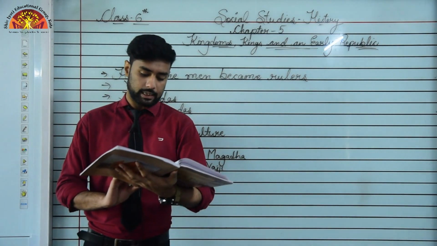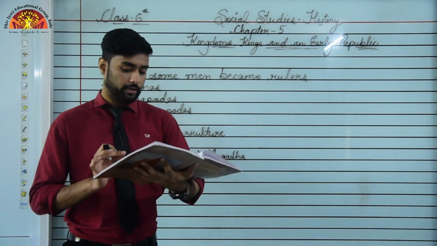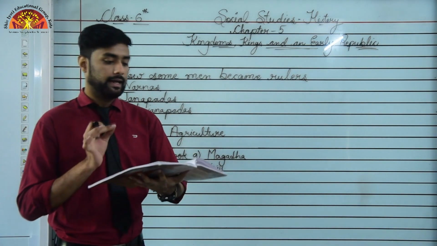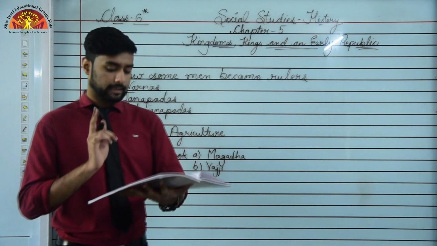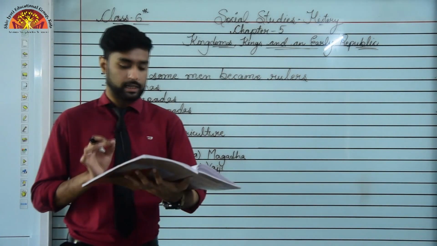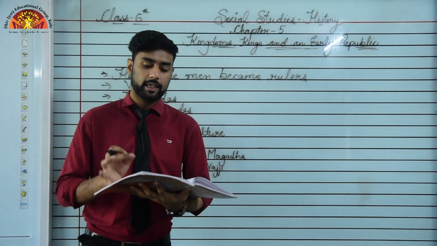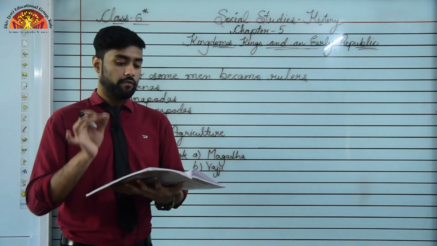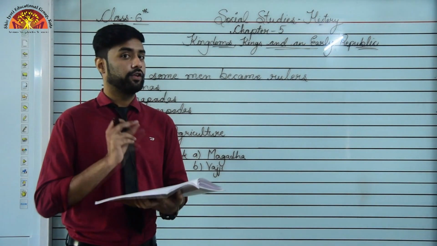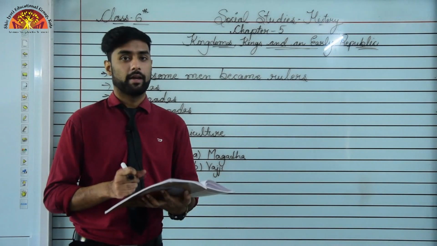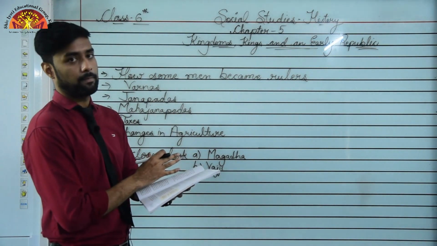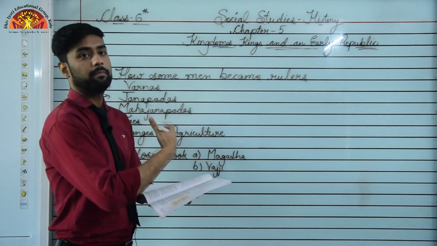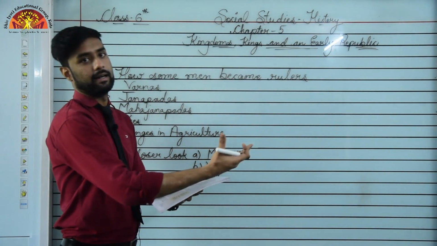Rajgriha, present-day Rajgir in Bihar, was the capital of Magad for several years, and later the capital was shifted to Pataliputra. Earlier the Magad capital was Rajgriha, but later it was shifted to Pataliputra, which is present-day Patna. If you remember, we learnt about Ashoka. His empire was the Mauryan Empire, and we are learning about the Magad Empire. The Magad Empire came to be known as the Mauryan Empire later.